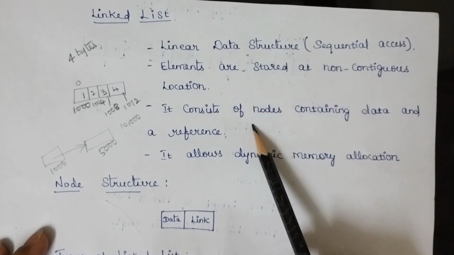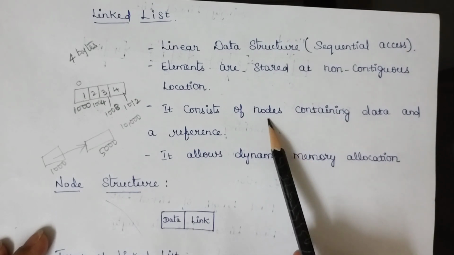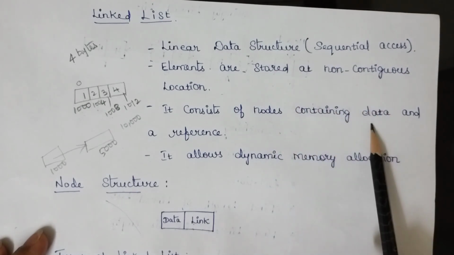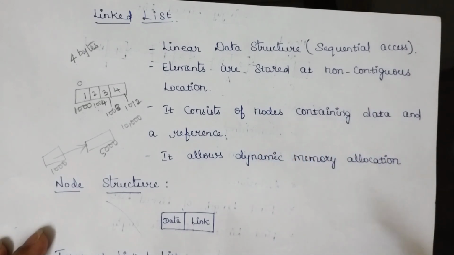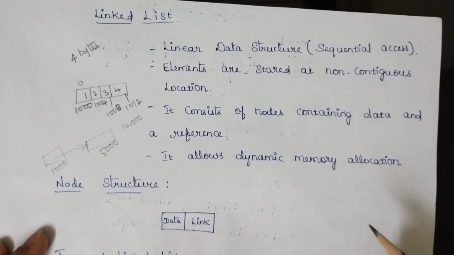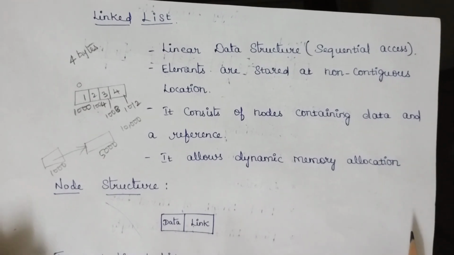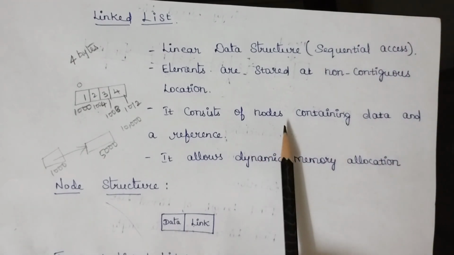And coming to linked list, it consists of nodes, and each node contains data as well as a reference. We can also say it as a link. What is that reference or link here? It refers to the next node in the list. That is what a node basically contains.